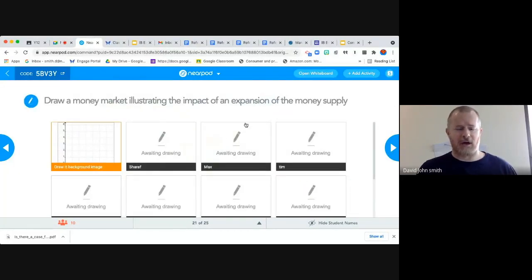So here's what I'd like you to do. There's an axis there on your screen. Have a go. I know it's difficult because of the computer and all, but have a go illustrating the effect of an expansion of the money supply. There you go.